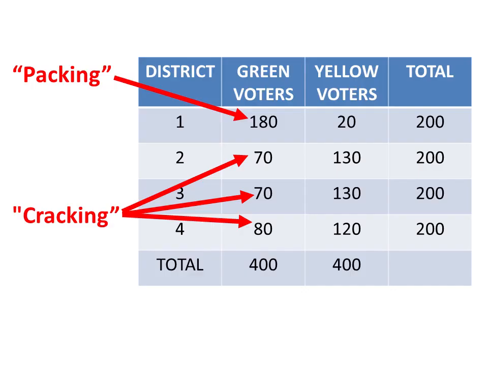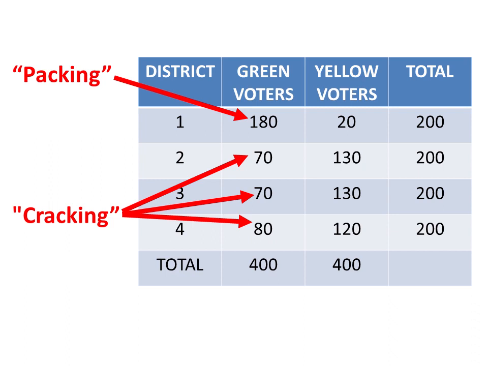And this is a simple representation of how packing and cracking can work. Here we have just four districts and one of them is packed. So the green voters have been packed into District 1, and District 1 then returns a green representative to the legislature. But wow, it's 180 votes out of 200 total. You didn't need that many votes to do that.